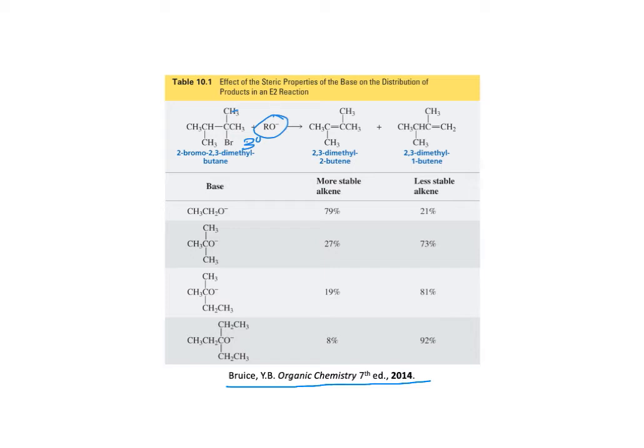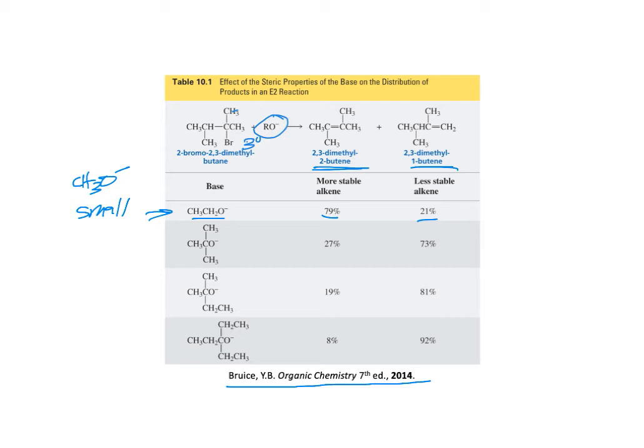Now, if we start with ethoxide, which would be rather small, not as small as methoxide, what it does is it follows the Zaitsev rule. So it eliminates to the more highly substituted side. So it eliminates to the left, gives us this more highly substituted product, gives us some of the less substituted as well. So 79 to 21% ratio.